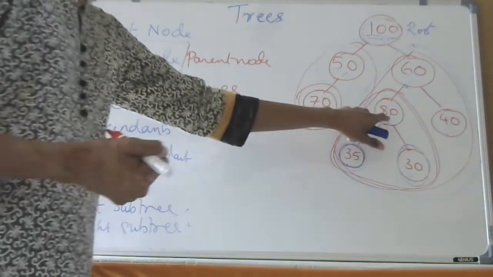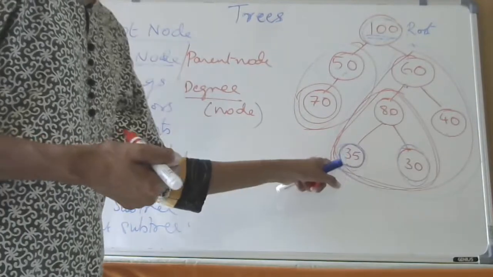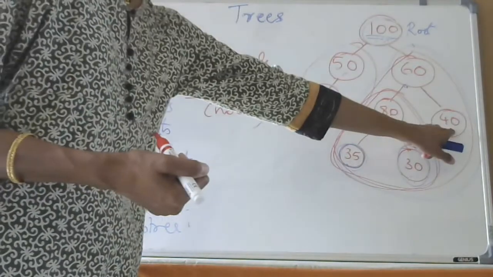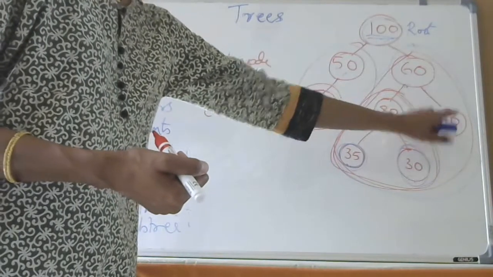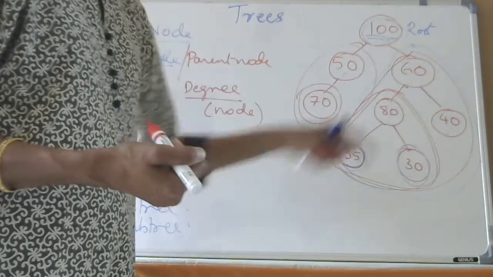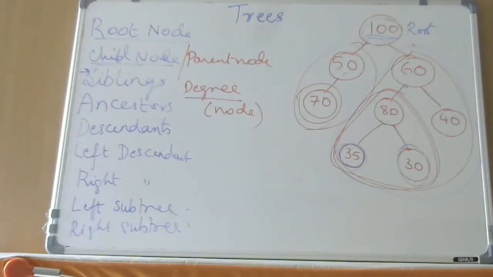For example, what about 80? 80 has how many subtrees? 2 subtrees. So the degree of 80 will be 2. 40 has no subtrees at all. So the degree of 40 is 0. 60 has 2 subtrees, left and right. So the degree of 60 is 2. Like that.